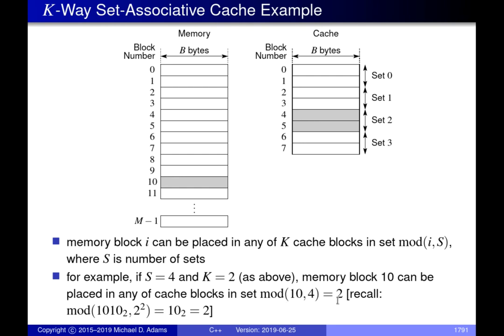So what this says is that we have no choice: the block has to be mapped to something in set 2. Set 2 has 2 blocks in it, so it could get mapped to either one of these, but we can't map it anywhere other than set 2. So you have no freedom in choosing the set. It comes from the block number, but once we choose the set, we can put it anywhere in that set.